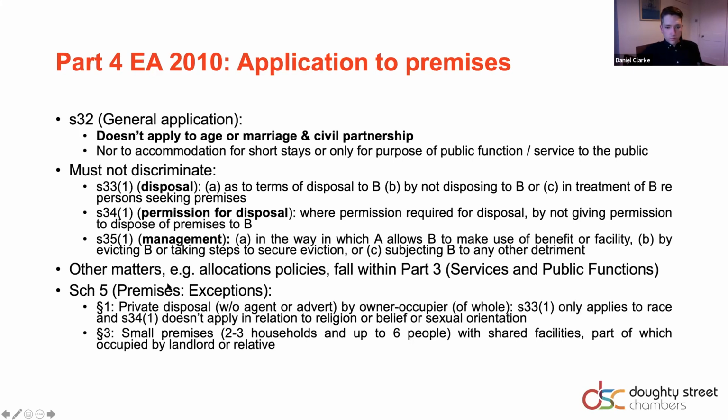Some various other exclusions. One to note, in Schedule 5, there are exceptions in relation effectively to living landlords. And the final thing is that other matters, for example, allocations policies, which don't fall within premises, might well fall within Part 3, which is services and public functions.